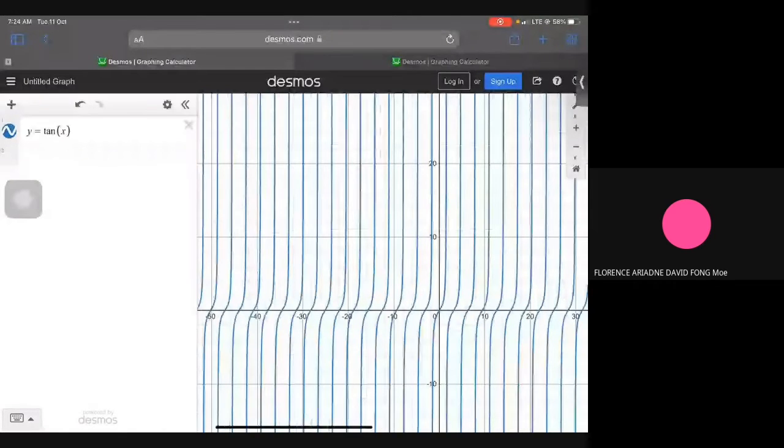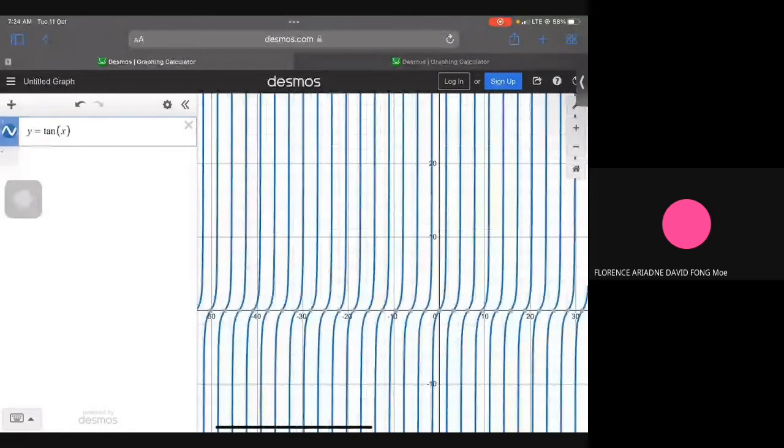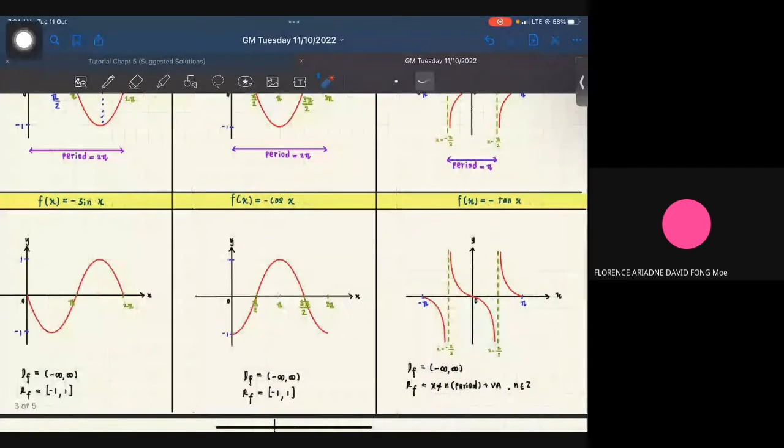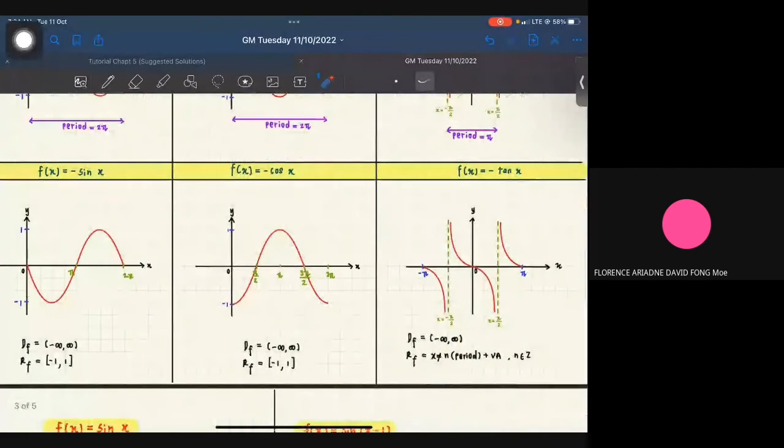See? So this graph, it never stop. So dia akan ada banyak sangat cycle dia. So kita tak akan lukis semua, kita ambil sikit saja. Let's say awak nak ambil daripada negative pi over 2 sampai pi over 2 saja tu. Cukup just one cycle saja. Okay, so itu untuk domain untuk sine dengan cos.